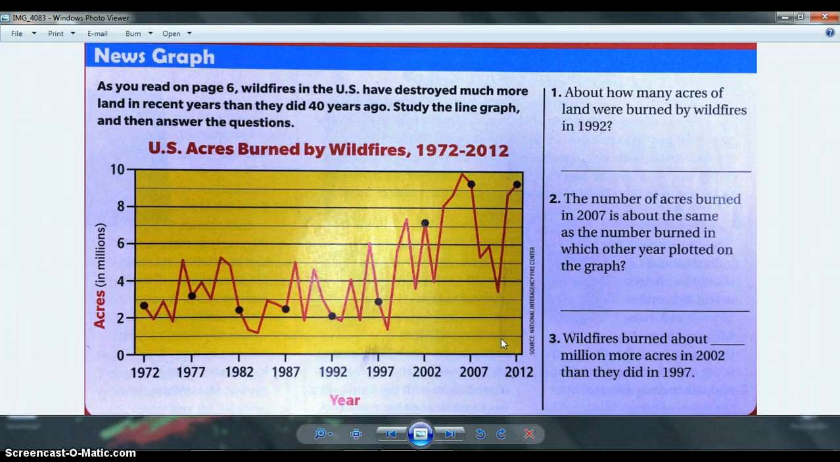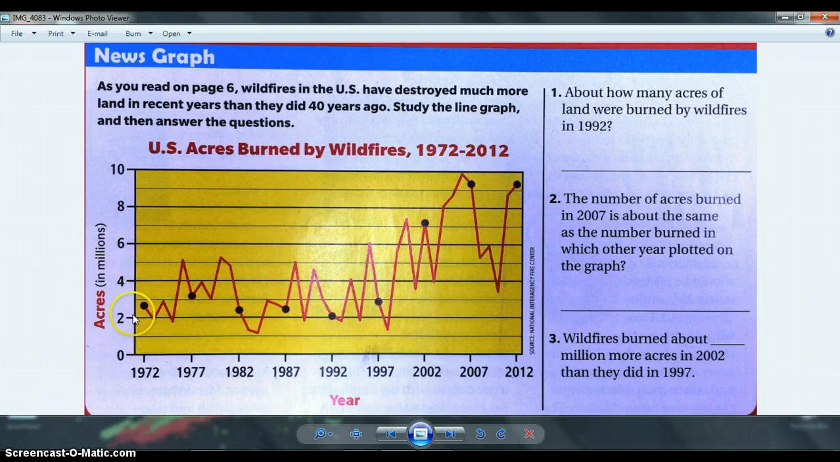Now, this is a line graph. It shows change over time. We can see the time on the bottom, the x-axis, and we see it's labeled year, and it goes from 1972 to 2012. What it's measuring is acres on the left-hand side.